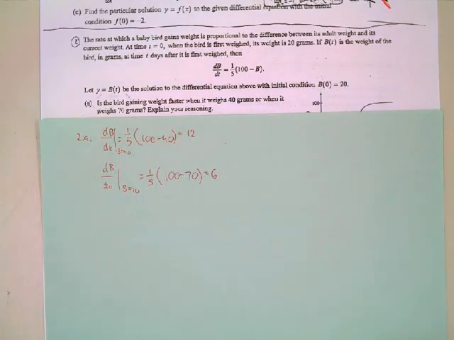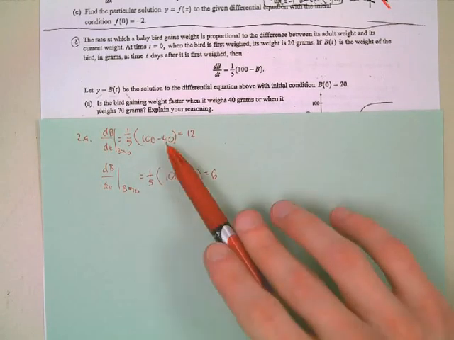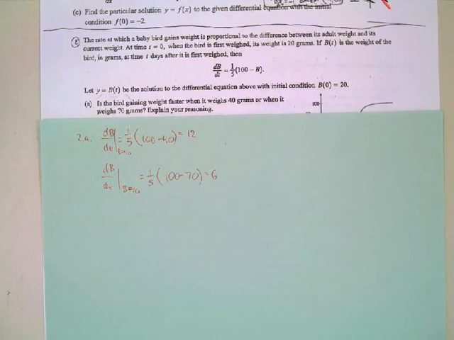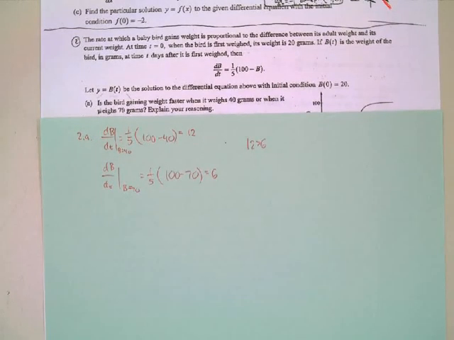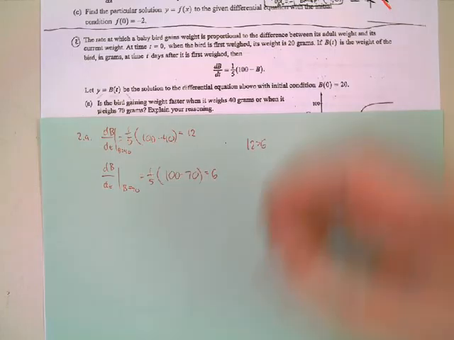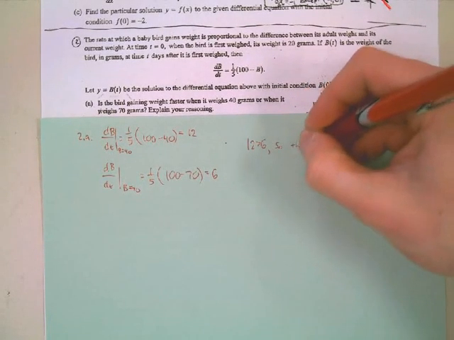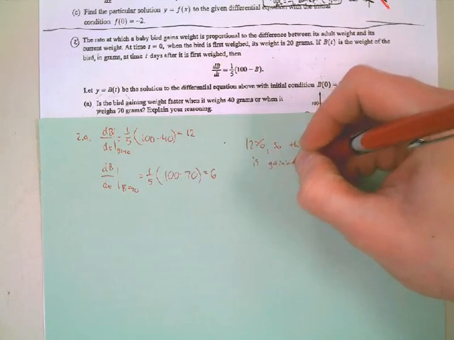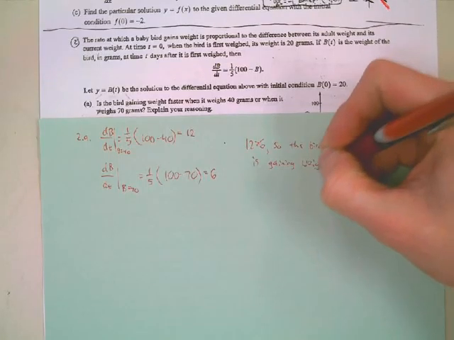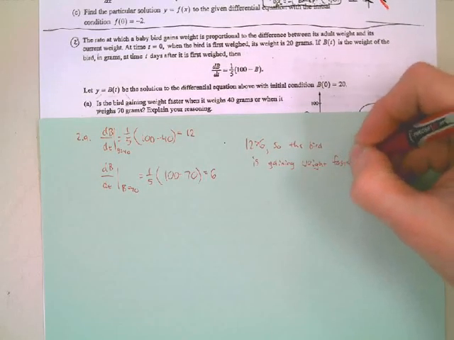That's right, exactly. Okay, Trinity, how about you? Why is 40 indicating to us that the bird is gaining weight faster at 40 grams than it is at 70 grams? Yeah, 12. The dB/dt is a larger value. Exactly right. 12 is greater than 6. So the bird is gaining weight faster when it weighs 40 grams.